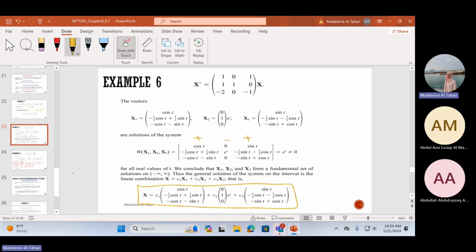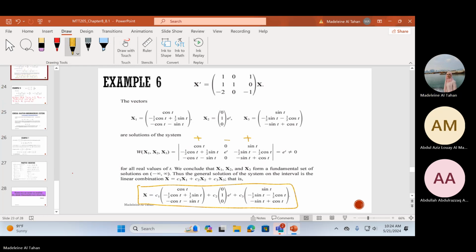Do we have any questions, guys? We're done now with the fundamental set of solutions and general solution. Then we have one more idea, which is the solution of a non-homogeneous system.